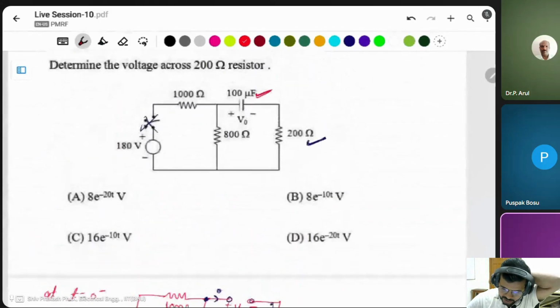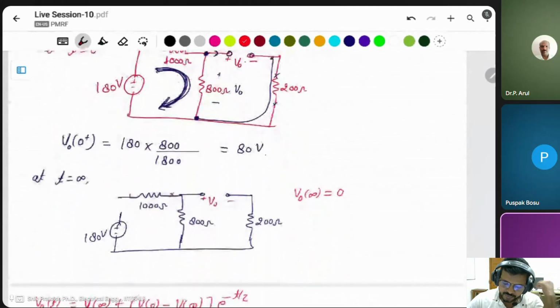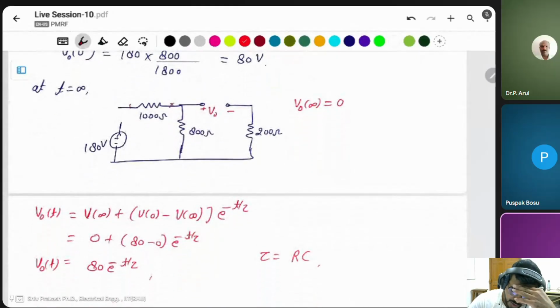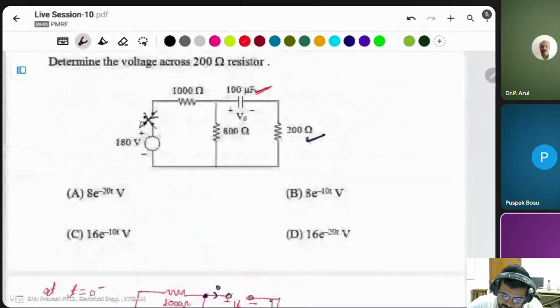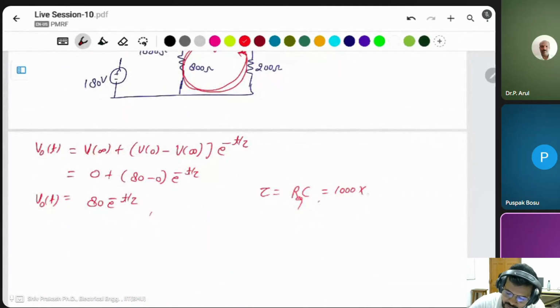Capacitor is only 1, resistor is 2. At t equal to 0, this is the circuit. You have to find the R equivalent. In this case, the current is flowing like that. It means both resistors are connected in series. This will be 1000 times the capacitor. Capacitor is 100 micro. This will be 0.1 second.